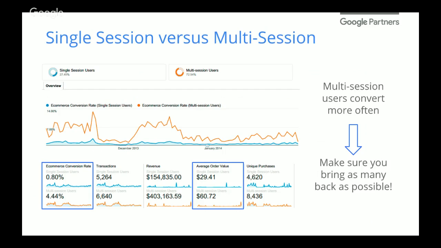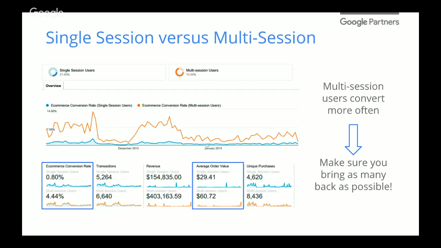In your segments, you will see all users as a little blue circle. You can change that by clicking on it to single session users, and then you can add a segment that says multi-session users. So in this case, you can see that the conversion rate for multi-session users is much, much higher in this sample account at 4.44% versus 0.8%. And the average order value is more than double at $60 versus $29.